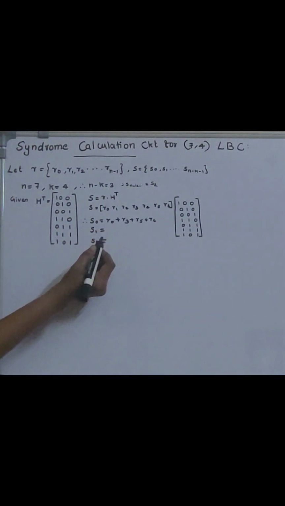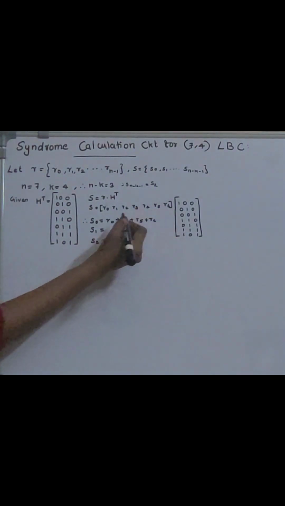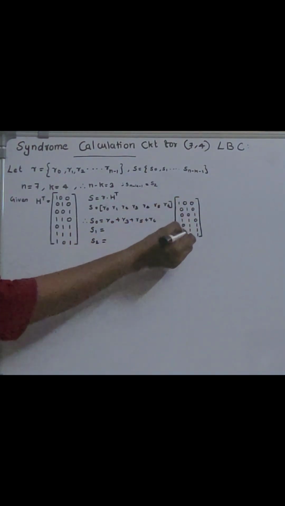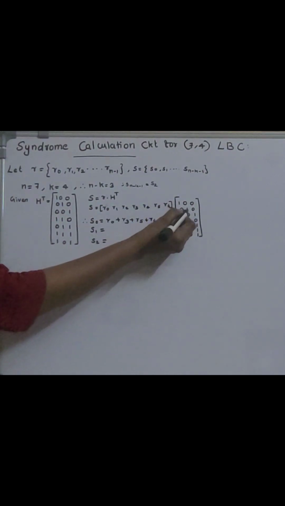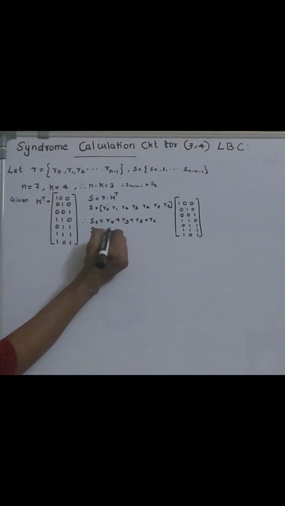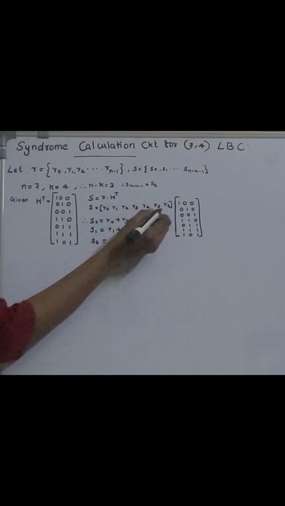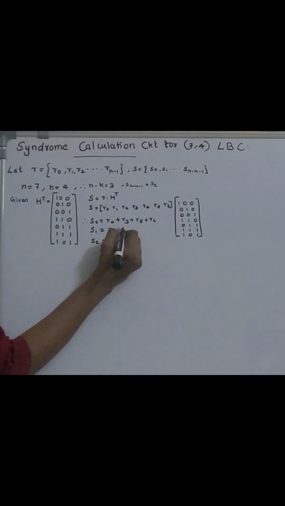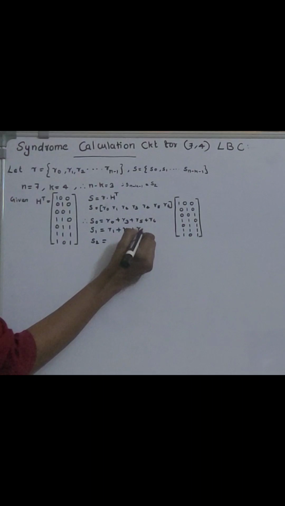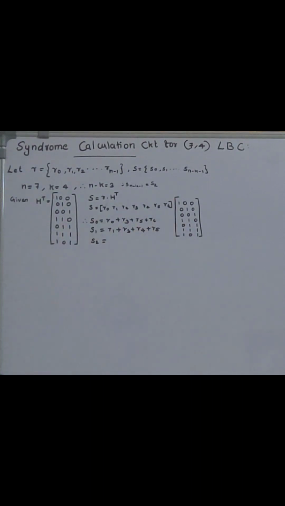Now we can go to the equation for S1. So this R value into the second column. So R0 into 0 will be 0. R1 into 1, so we have R1, R2 will be 0, then R3, R4, R5 will be there. So R3 plus R4 plus R5, R6 will be 0. So the equation for S1 is R1 plus R3 plus R4 plus R5.